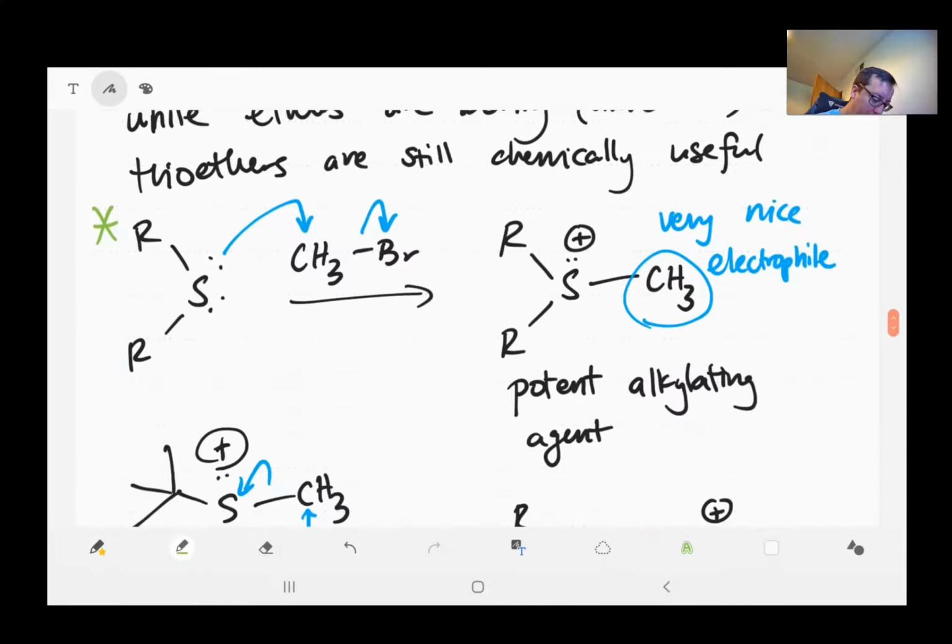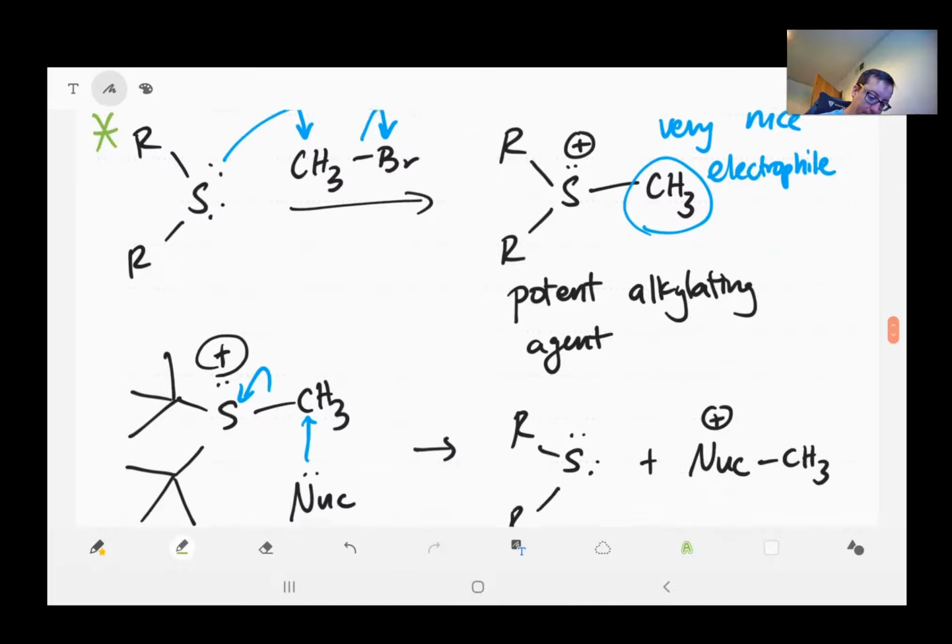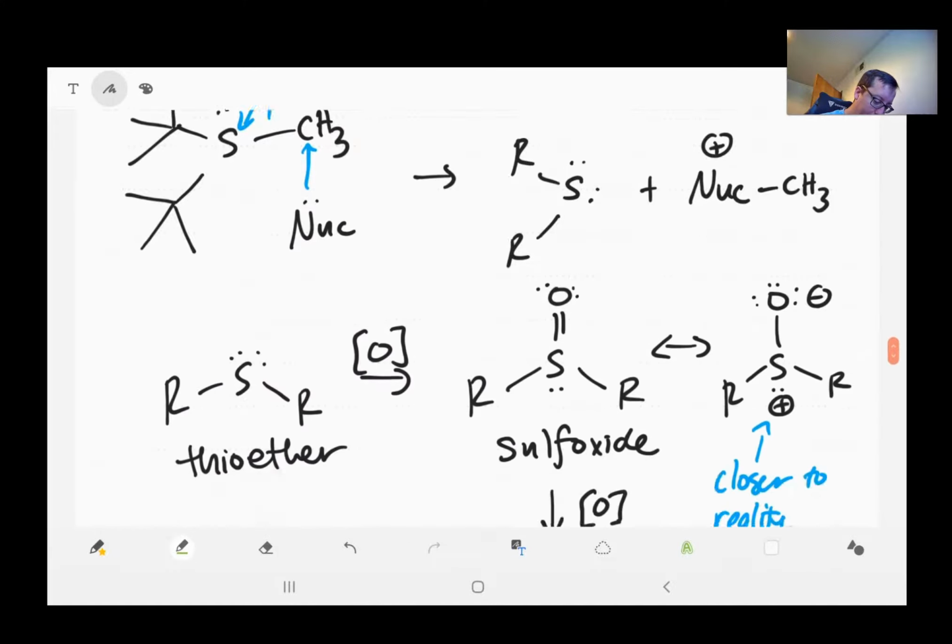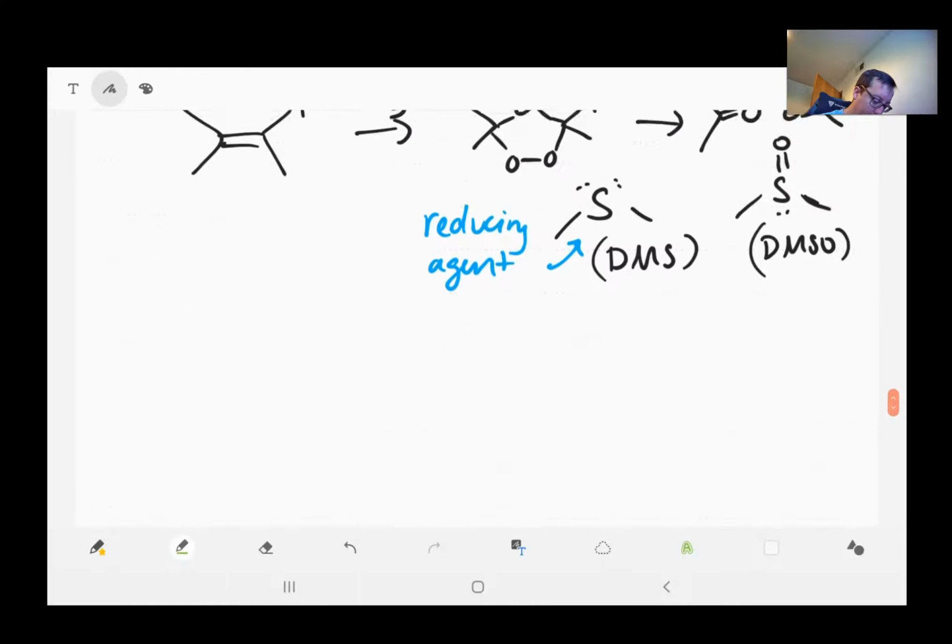Alright, and then you can take a thioether, also called a sulfide, and you can go ahead and make an alkylating agent with it by treating it with some alkyl halide. Okay, so a little bit better of an electrophile than your alkyl halide was, so cool. Yep, there we go.